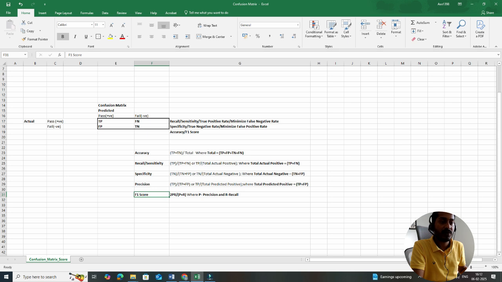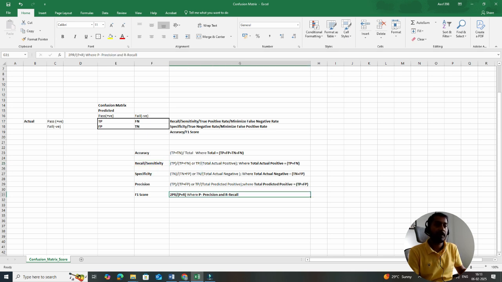It considers precision and recall values. Precision, you can see here, we can calculate as TP divided by TP plus FP, and the recall we can find as TP divided by TP plus FN. The F1 score is calculated from the mean of recall and precision: 2 into P into R divided by P plus R, where P represents precision and R represents recall. So this is how we can calculate it.